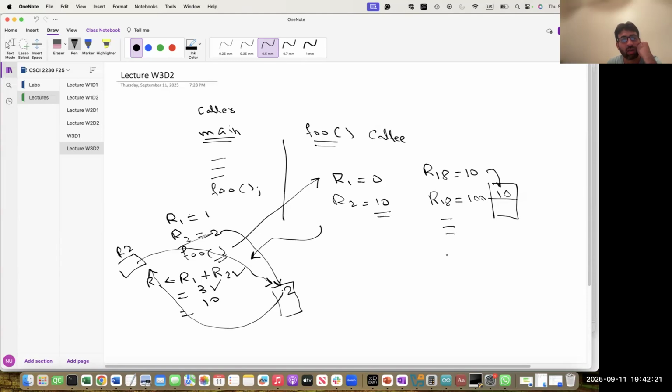And once I'm done with my computation, before returning, I must reload, restore these registers. Which basically means that I should put 10 back in the R18 register from memory. Okay, so in this way, I am sure that even if the caller was using this register, I am safe, because I am putting the older value in memory before overwriting it, and once I'm done, I am restoring it from the memory. Okay.